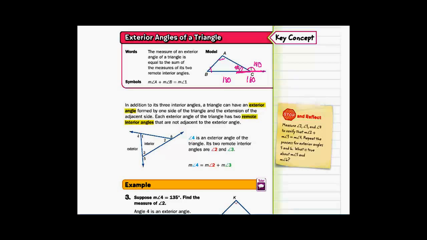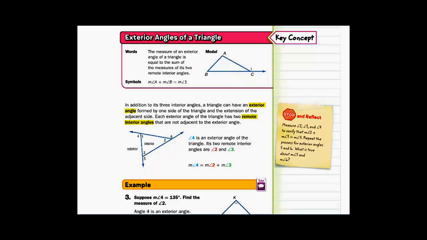In addition to its three interior angles, a triangle can have exterior angles, which are formed if you take this line and extend it. That's one exterior angle, and there's another, angle 5, there. It's saying that each one of these is equal to its two remote interior angles, which basically means the ones it's not touching. Remote interior angles for 6 would be these two. If I were talking about angle 4, its remote interior angles would be 2 and 3, the ones it's not touching.